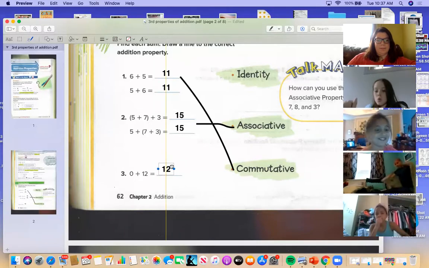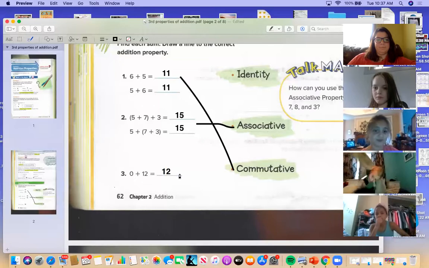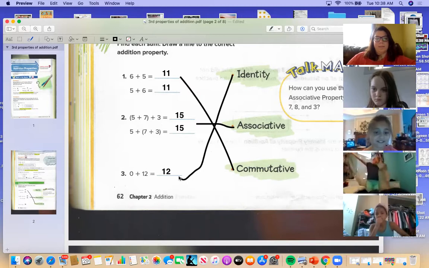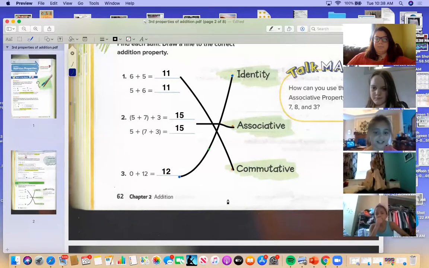12. Charlotte's tidying up. Charlotte. 12. All right, what property is this? Identity. Anything we add to 0 will be that number. 0 plus 12 is 12.